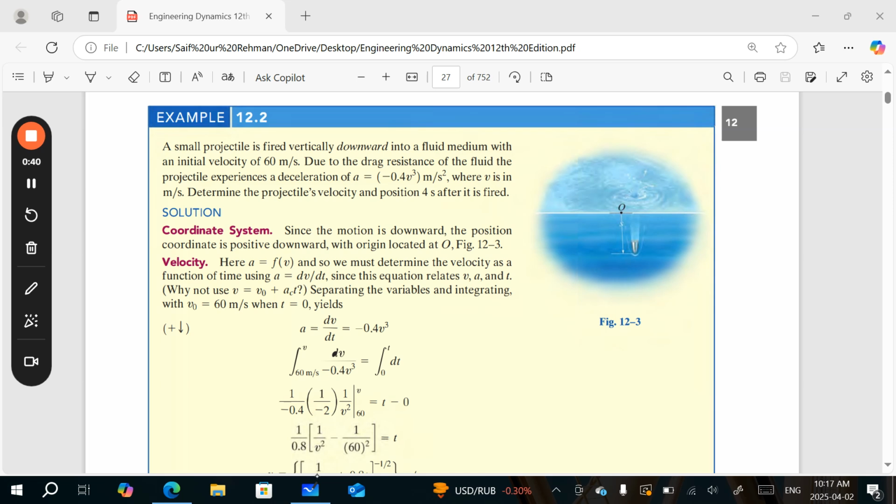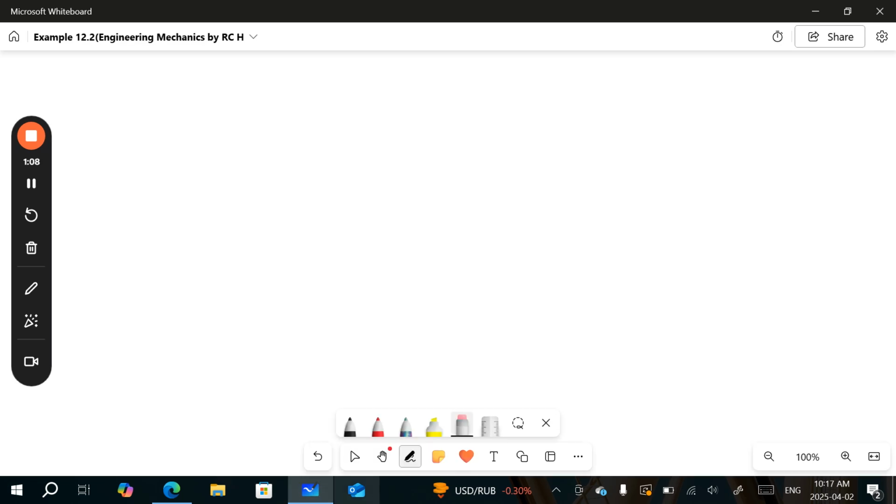So here it states that a projectile is fired vertically downward into a fluid. When the projectile passes through the fluid, it slows down due to the drag resistance of the fluid. The acceleration is given as minus 0.4 v cubed meters per second squared, and we have to find the projectile's velocity and position after 4 seconds. So let's solve this problem.